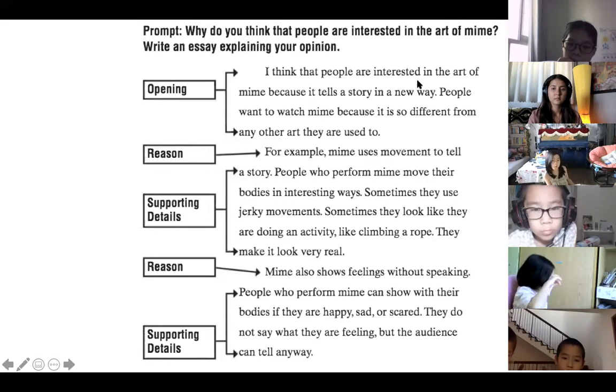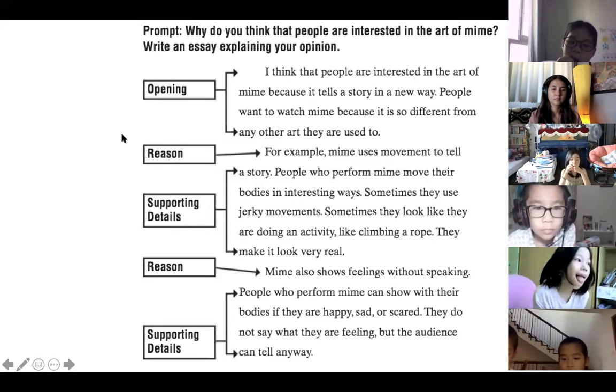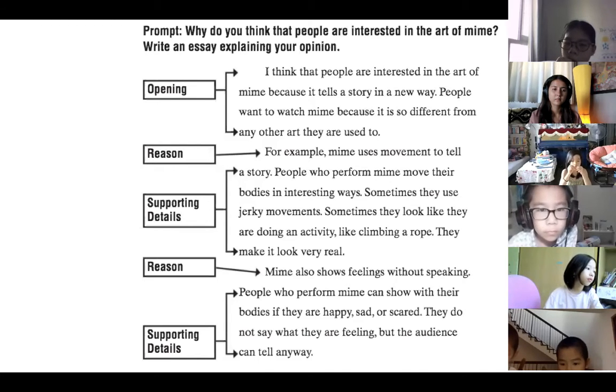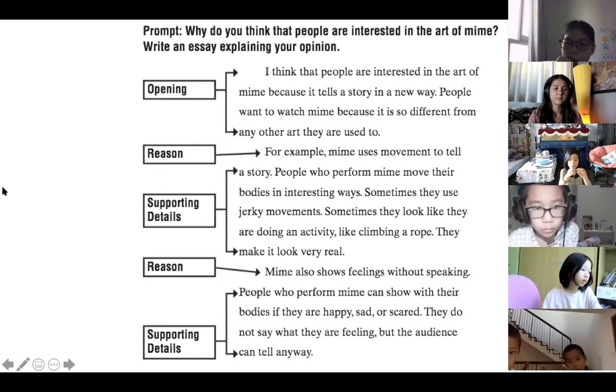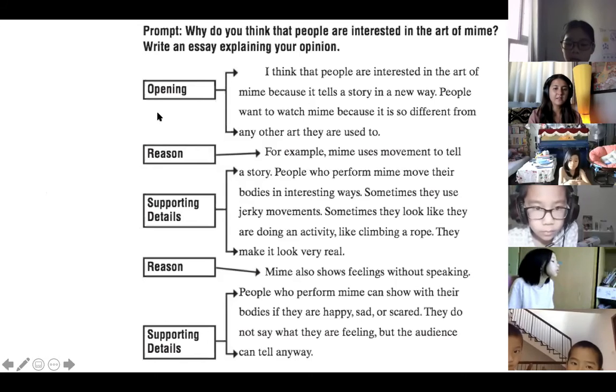For example, mime uses movement to tell a story. People who perform mime move their bodies in interesting ways. Sometimes they use dance movements. Sometimes they look like they're doing an activity, like climbing a rope. They make it look very real. Good job. Can you read the next reason for me, please, Dami?